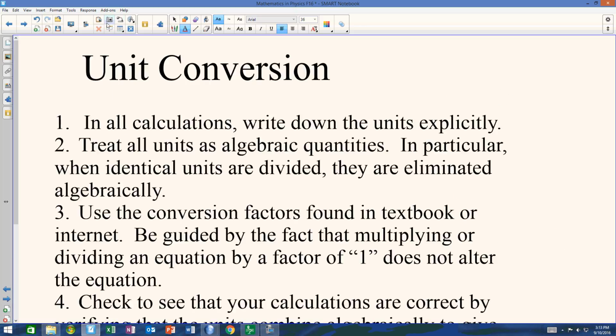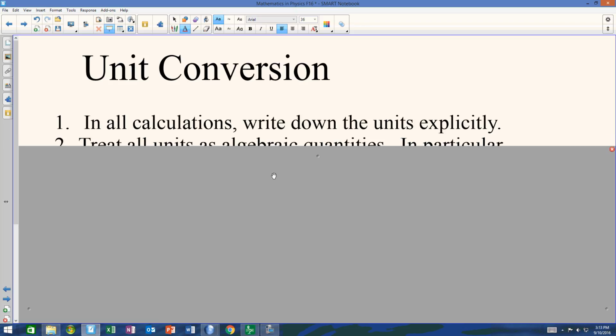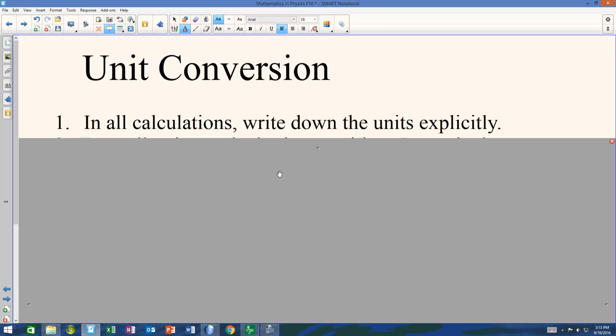Okay, this is a lot of words, isn't it? Okay, so for unit conversion and all calculations, you have to write down your units explicitly. One of the things they're going to nail you on the AP exam is if you put numbers into a formula and you don't have any units. The other reason you need the units is to make sure that you're in MKS. If you just put the numbers in, then you're not really paying attention to what you're putting into the formula, and you could end up with the wrong answer simply because you used grams instead of kilograms.